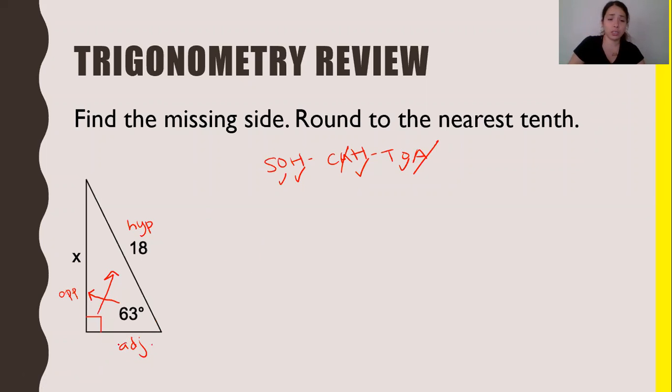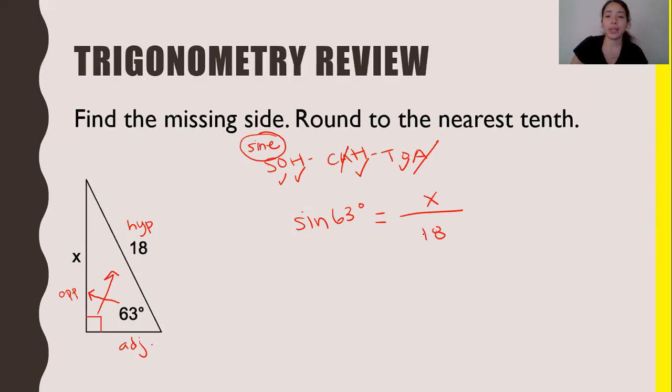So we have sine of, and this one is interesting because, as a heads up, this is actually supposed to be spelled sine, but for short, they write it as sin. So it looks like sin and it's pronounced sine. So we would do sine of, what's our angle? Our angle is 63 degrees. We use opposite over hypotenuse. The opposite is x. Our hypotenuse is 18.